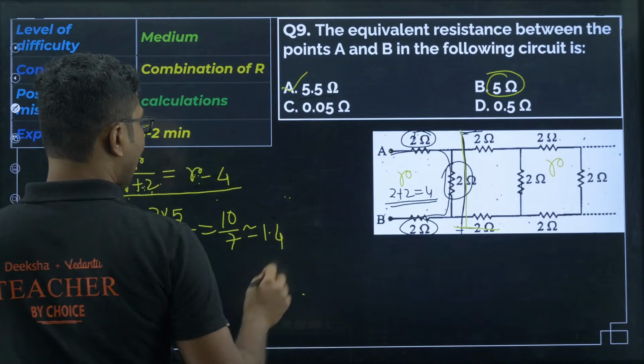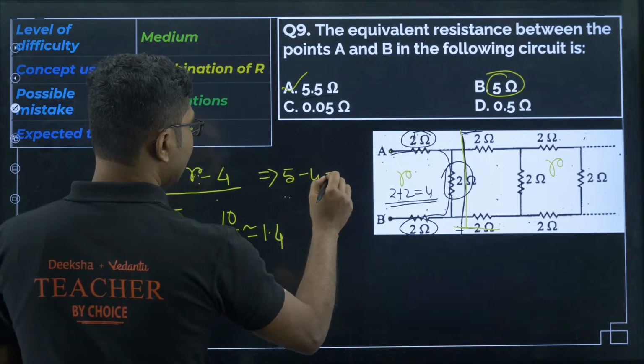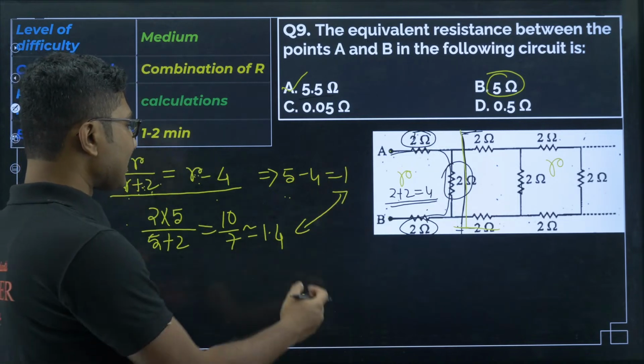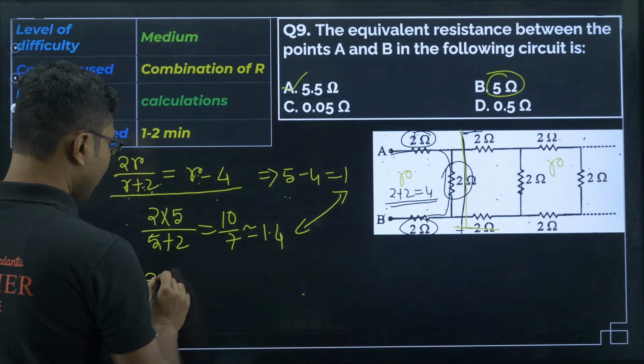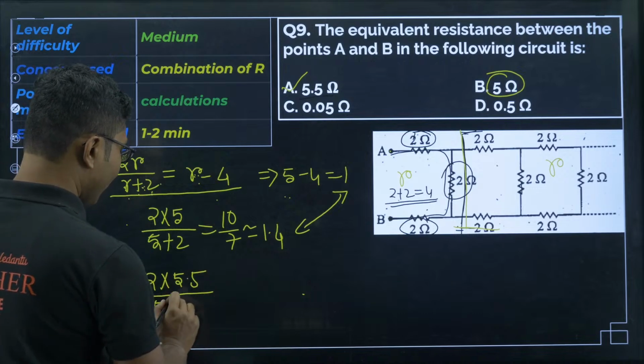Now what is on the right hand side? Right hand side you will get 5 minus 4, that is 1. So they are not matching exactly. Left hand side is slightly bigger than right hand side. So how can you do that? So the answer will be 5.5 divided by 5.5.